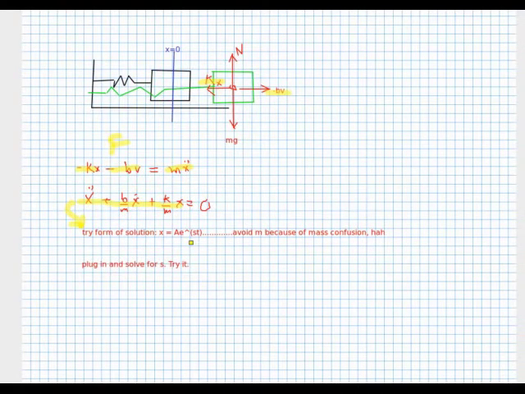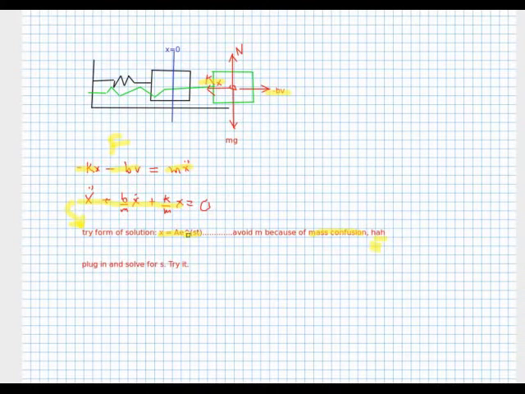Now, you might be used to calling it a e to the mt, but here I want to avoid the m because we have an m that represents the mass of the object. So I want to avoid some mass confusion. Bad joke. Okay? All right, so now plug this in.